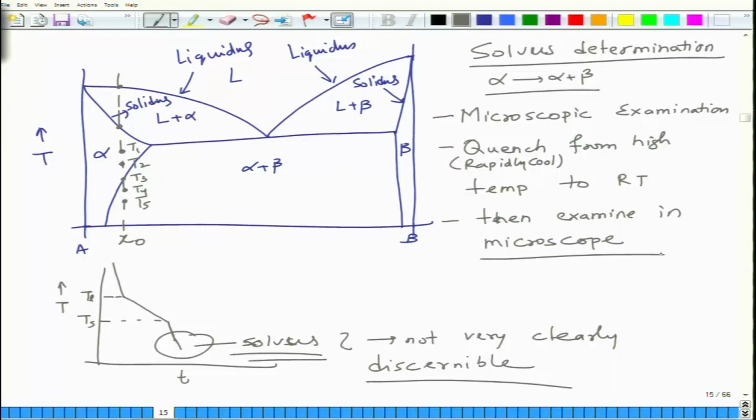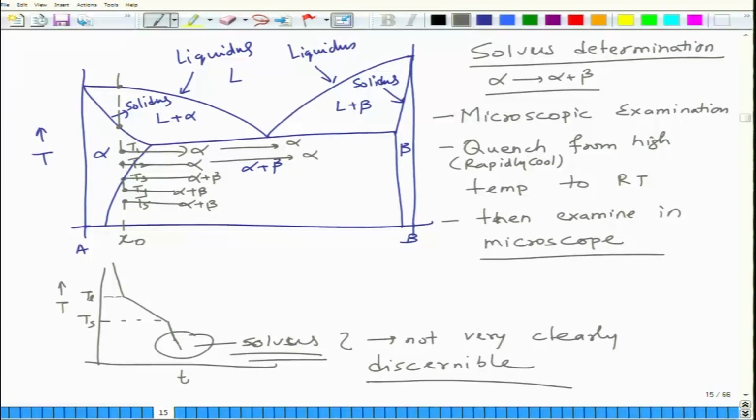It works well with those systems where, for example, here you will have alpha, here you will have alpha, here you will have alpha plus some amount of beta, this will be alpha plus beta, and this will be alpha plus beta. It is okay as long as you are quenching. If you quench from T1 you should have alpha, if you quench from T2 you should have alpha. So, it is okay as long as the high temperature phase is retained after quenching at lower temperature, so that you can see that at this temperature it was this phase.